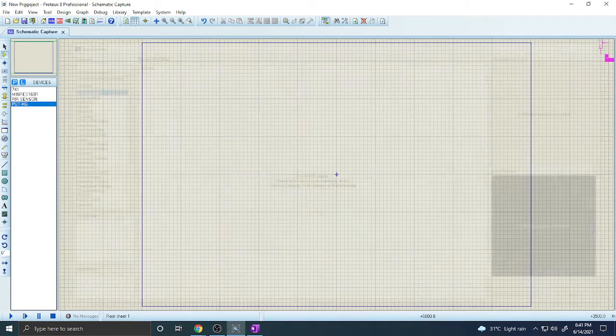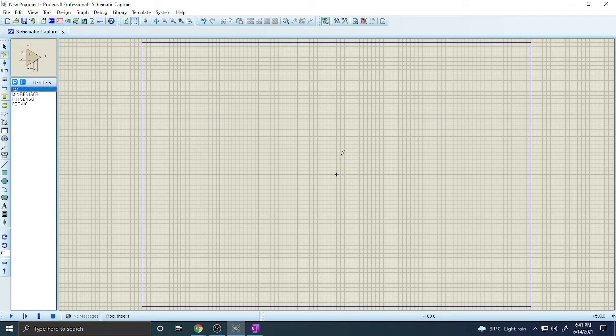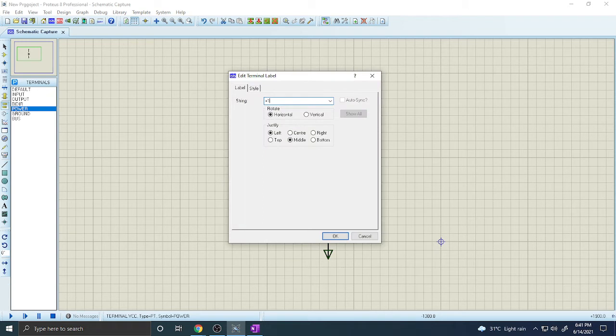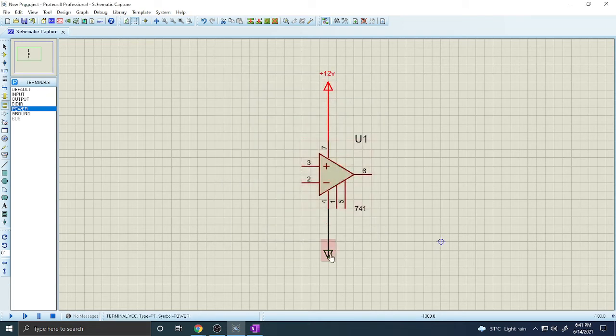Now for starting, place this operational amplifier here, and click here. From the power module we take 2 power modules for biasing this operational amplifier. One is connected to pin number 4, and another is connected to pin number 7. Double click here and mention plus 12 volt, and again double click here and mention minus 12 volt.